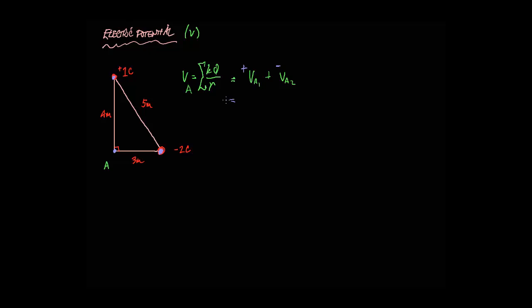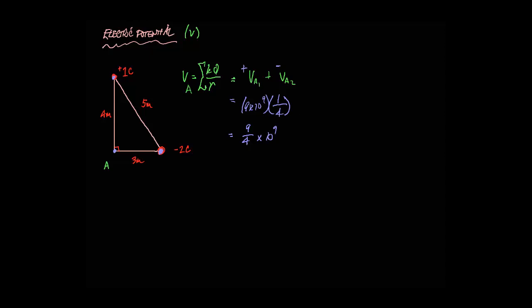What's the voltage due to 1? Well, it's KQ over R. That's 9 times 10 to the 9th, with a charge of 1 Coulomb, at a distance of 4 meters. If I go through that, it's basically 9/4 times 10 to the 9th, and that has units of volts.